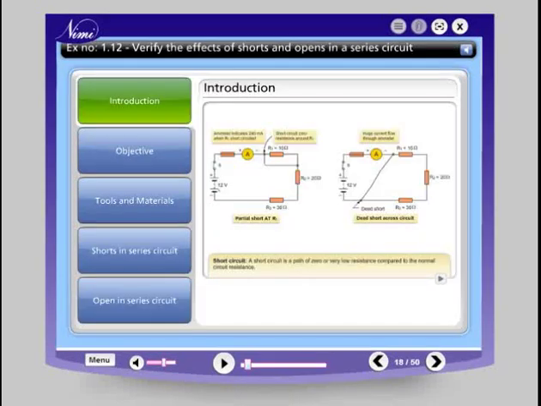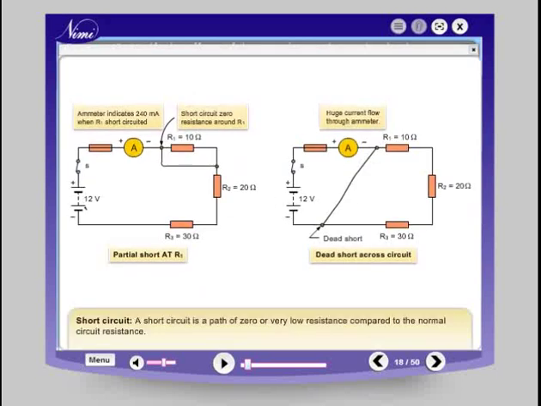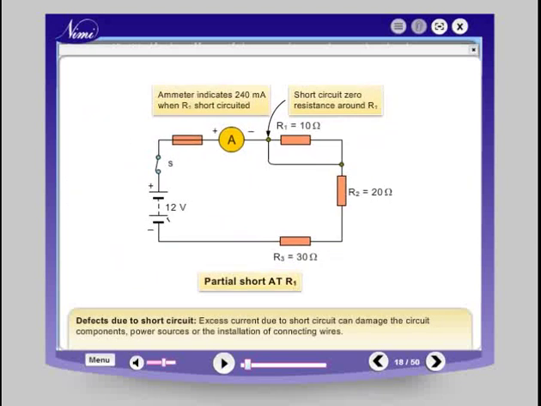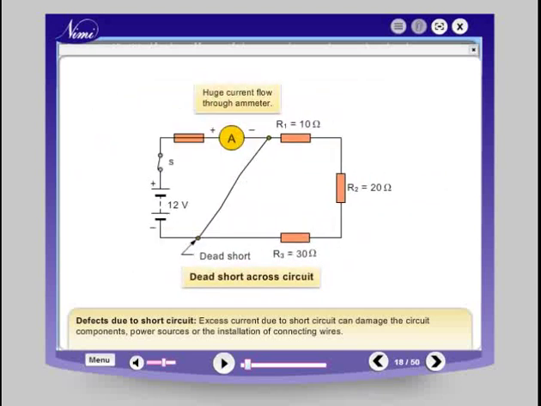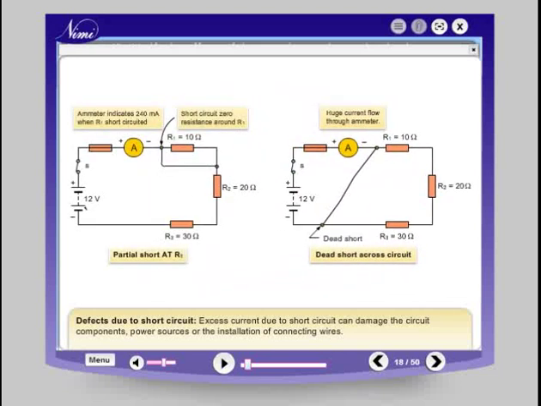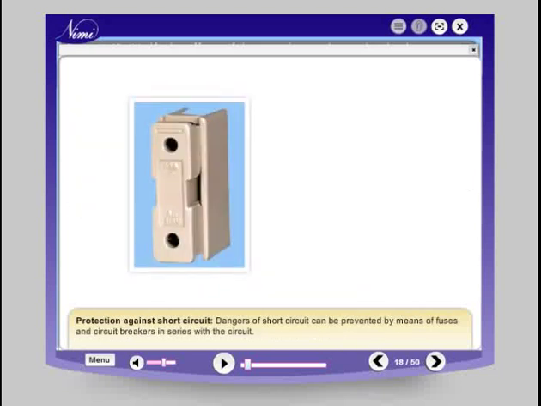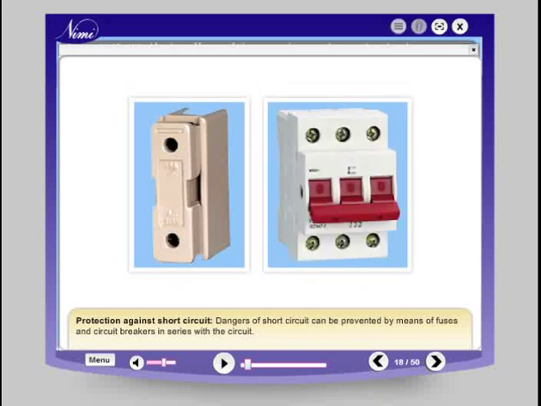Short circuit. A short circuit is a path of zero or very low resistance compared to the normal circuit resistance. Defects due to short circuit. Excess current due to short circuit can damage the circuit components, power sources, or the installation of connecting wires. Protection against short circuit. Dangers of short circuit can be prevented by means of fuses and circuit breakers in series with the circuit.